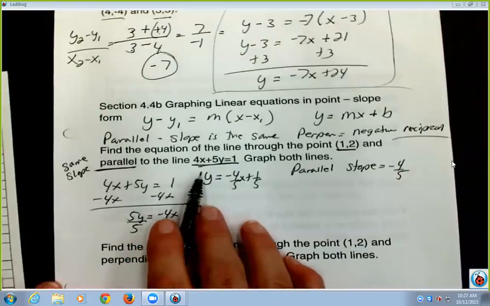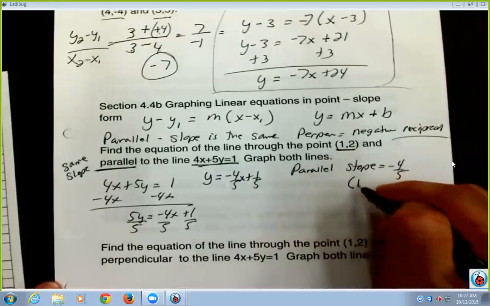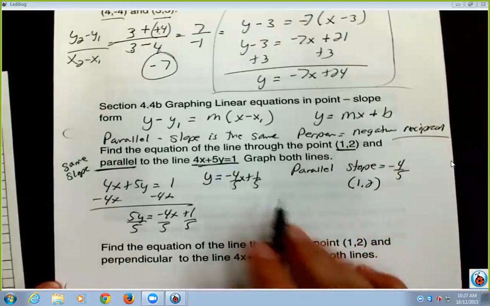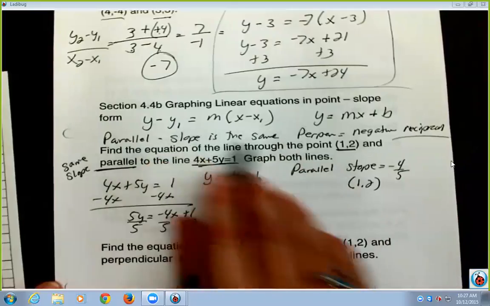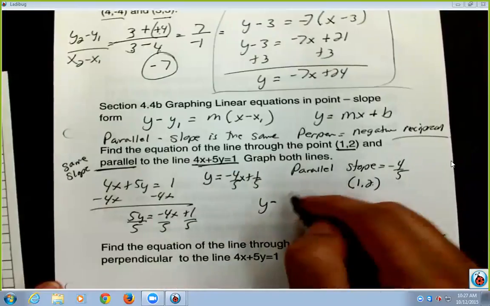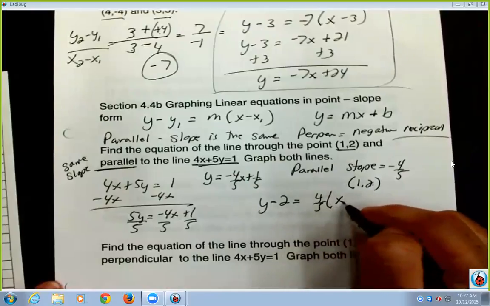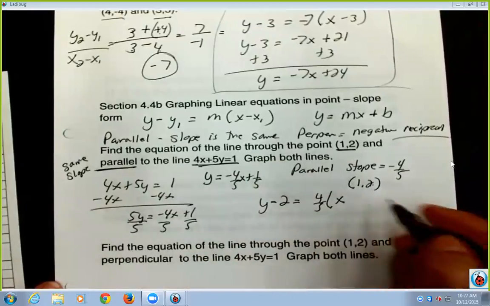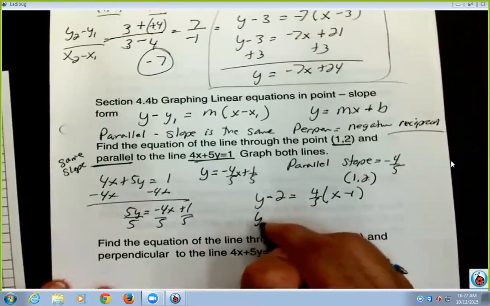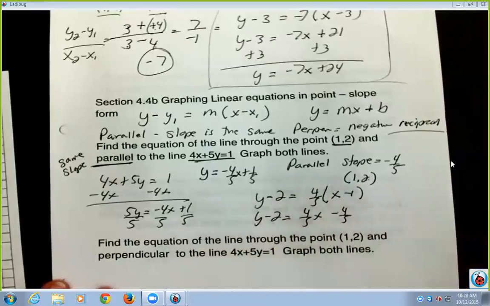And now I'm going to use my point that they give me. And I'm going to create a new line. So what's my new line? Well, I need to use my point slope formula. That's why we practiced it last time. y minus 2 is equal to negative 4/5 times x minus 1. So y minus 2 is equal to negative 4/5 x plus 4/5.